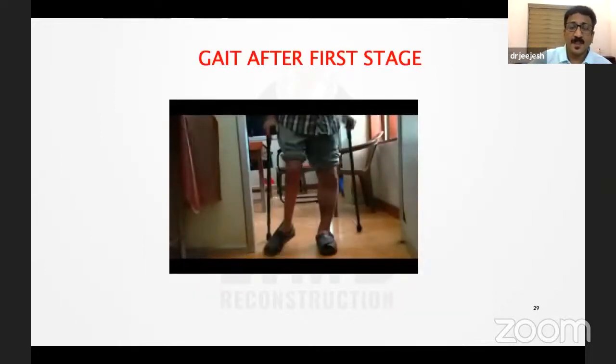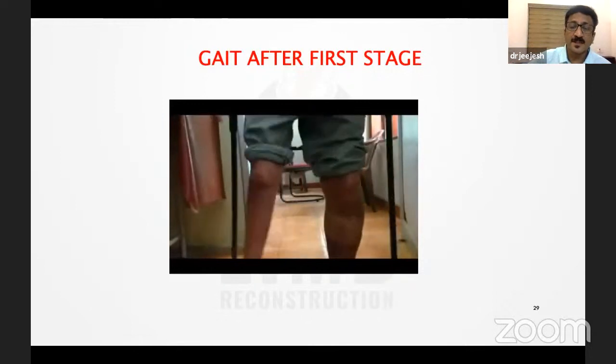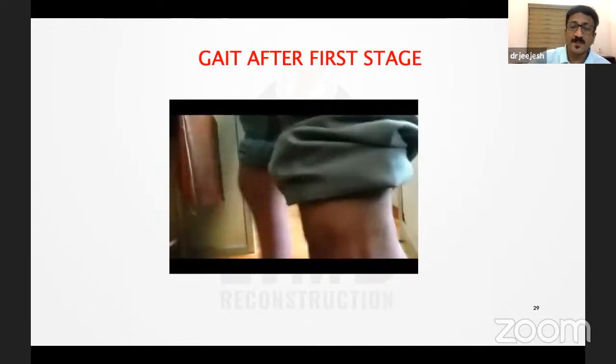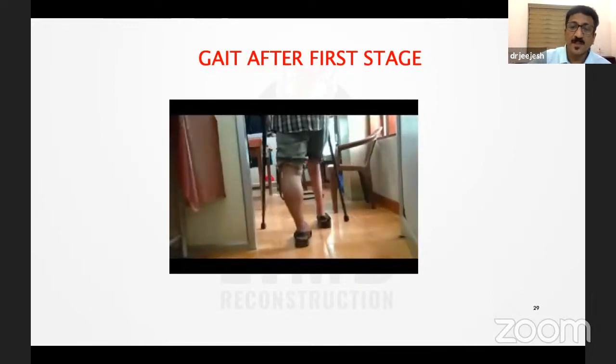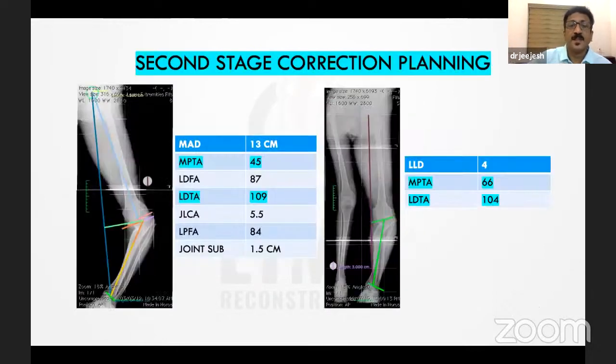And this is the gait now, after correcting this much of the deformity, he has all symptoms subsided, and he could walk normally without any pain. And then I planned, after 2 years, the second stage correction here, as you can see. The MPTA at that stage was 66 and the LDTA was 101.